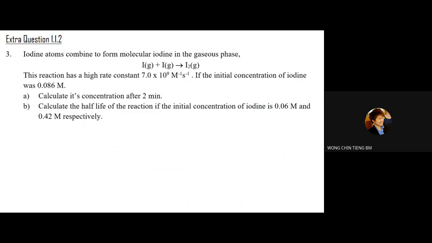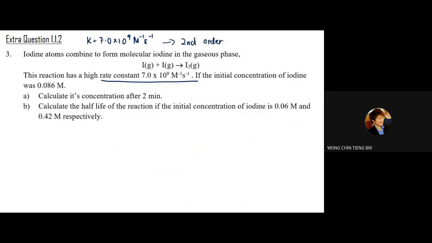Okay, question 3. I say it's a second order already. Anyone? Why second order? Unit K. Where is my unit K? Since the K given right now is 7.0 times 10 to the power of 9 m negative 1 s negative 1. Right? Unit K now is m negative 1 s negative 1 again in seconds. And from there, you can identify straight away this is a second order.